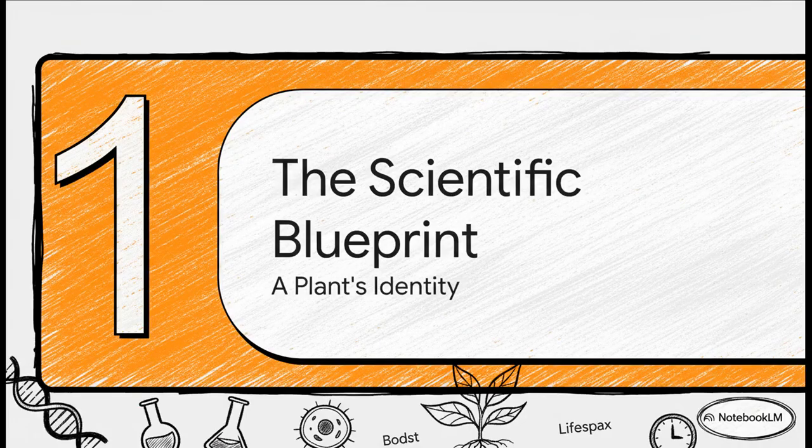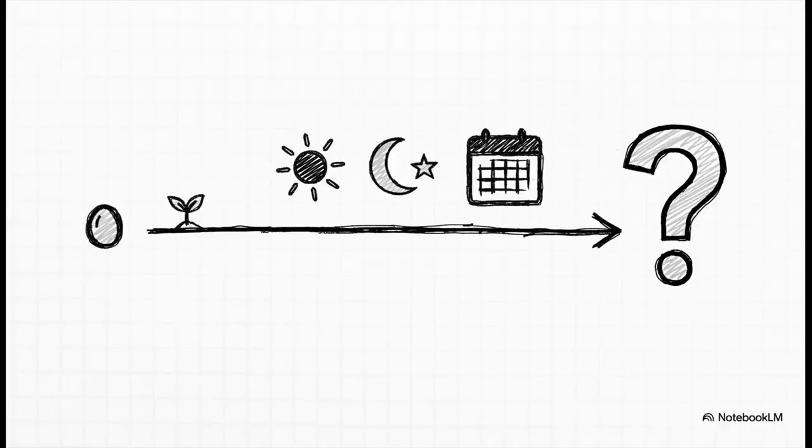Okay, our first blueprint is the scientific one. This is all about the plant's core identity. It's pure biology. This is how a scientist sees a plant based on its fundamental traits, completely separate from whatever we humans might use it for. And one of the most basic ways to classify a plant scientifically is just by looking at its lifespan.